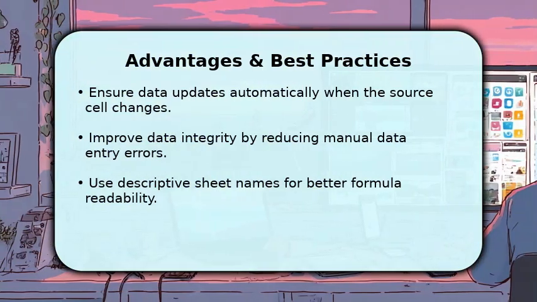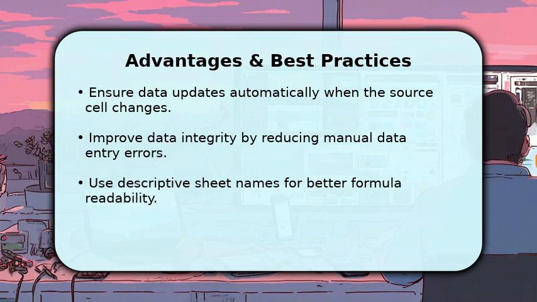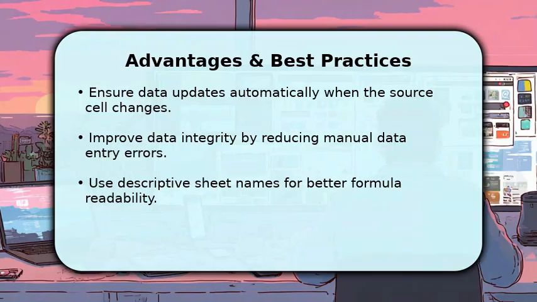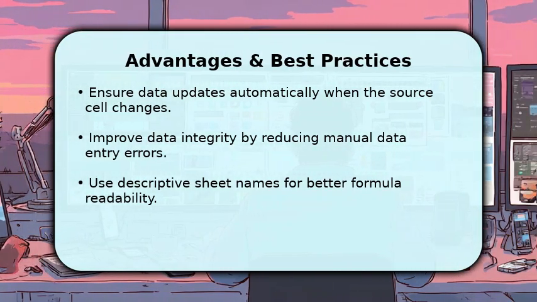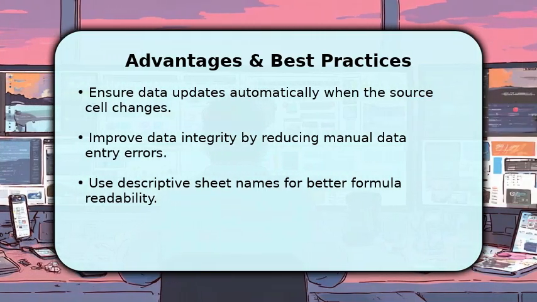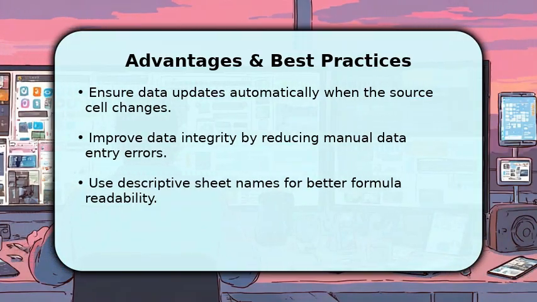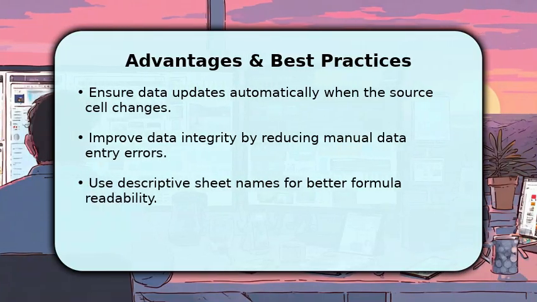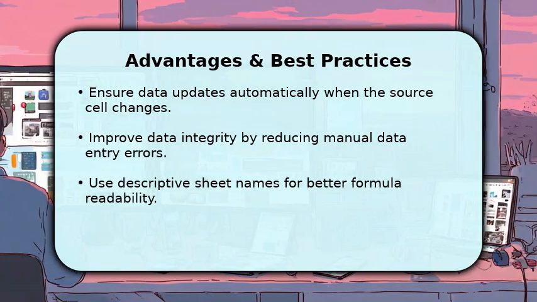Linking cells offers significant advantages, primarily ensuring that any changes made to the source data are automatically reflected in the linked cell. This eliminates the need for manual updates, drastically improving data accuracy and consistency across your entire workbook. For best practices, use clear, descriptive names for your sheets. Also, consider employing named ranges for your source data, which makes your formulas even more readable and robust, especially when dealing with complex workbooks containing many sheets.